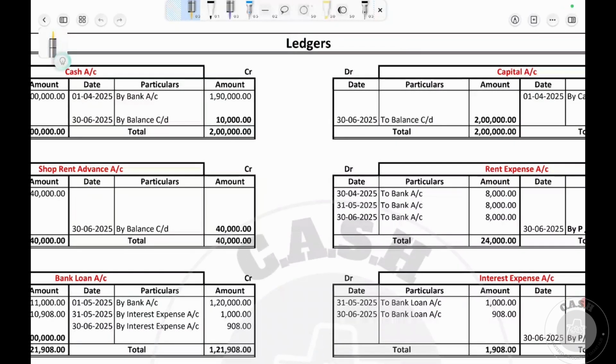In this video, we will learn how to prepare a ledger. If journal is the recording stage, then ledger is the clarifying stage. It is the book of final accounts where we open one separate account for each item. That's why it is called the principal book of accounts.